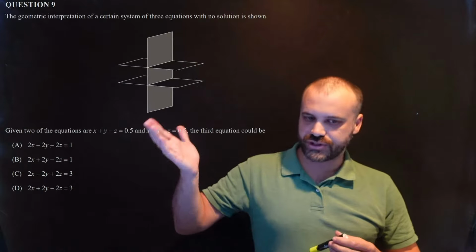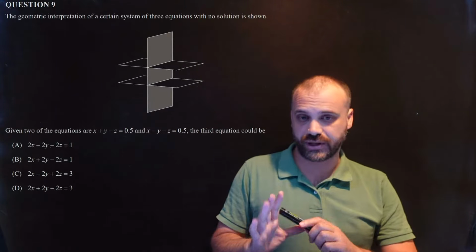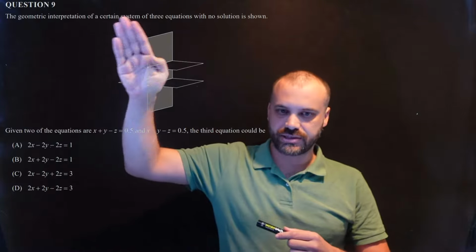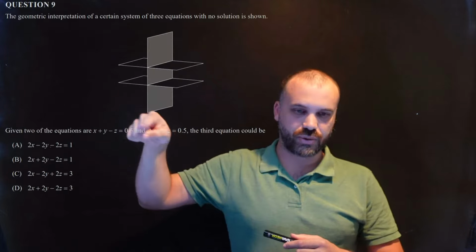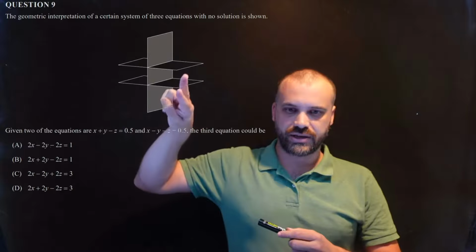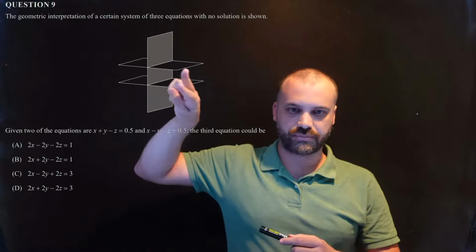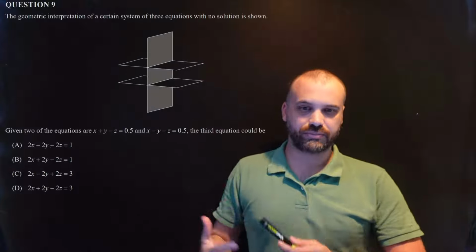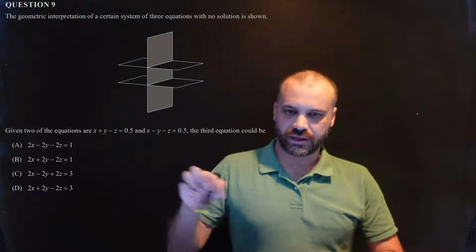So a very interesting question here and one that a lot of people have trouble with. So what's going on? We've got a system of 3 equations of planes, and you can see 2 of them are parallel. And so it's the parallel bit that's kind of the important part of this question. All right, let's take a look.